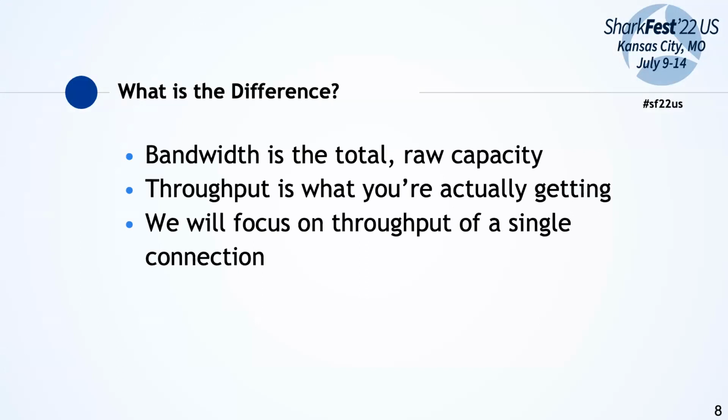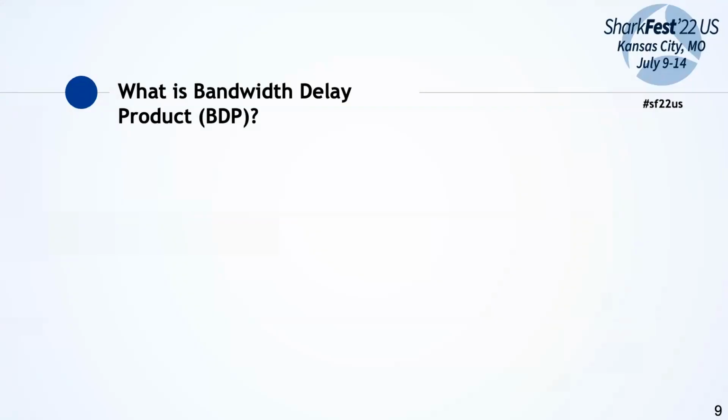So what we're going to do is focus on one TCP connection, the throughput of one TCP connection, and talk about some factors there. The first thing we'll talk about is bandwidth delay product. Who can tell me what BDP is? The relationship between latency and bandwidth. That's true. But what does that mean?